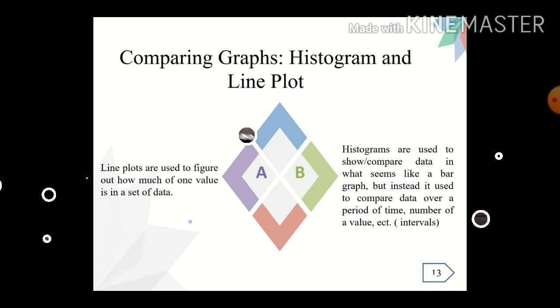Okay, maybe that is enough of my explanation today about histogram, stem and leaf graph, circle graph, and line plot.